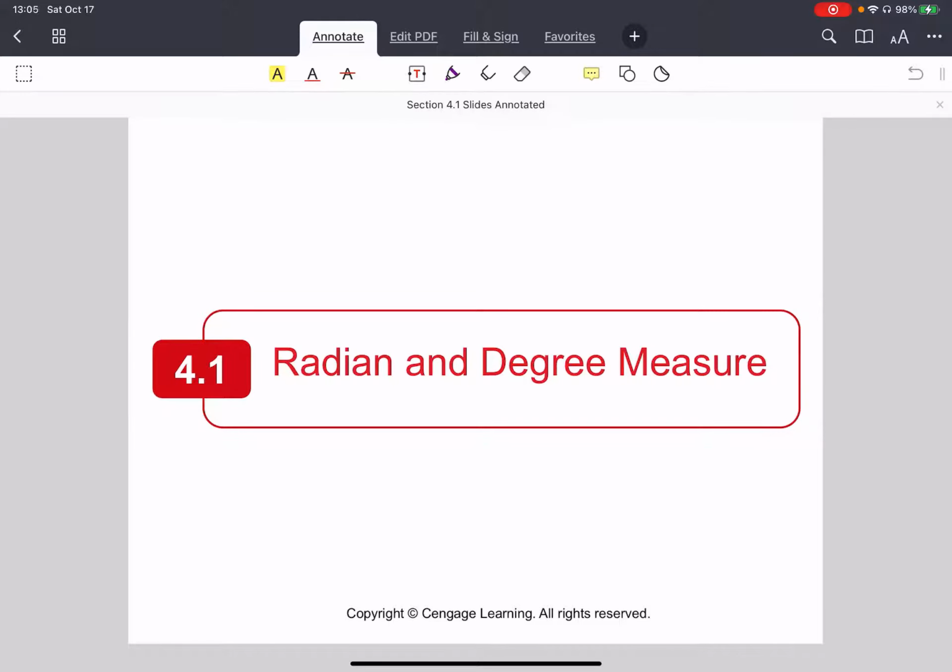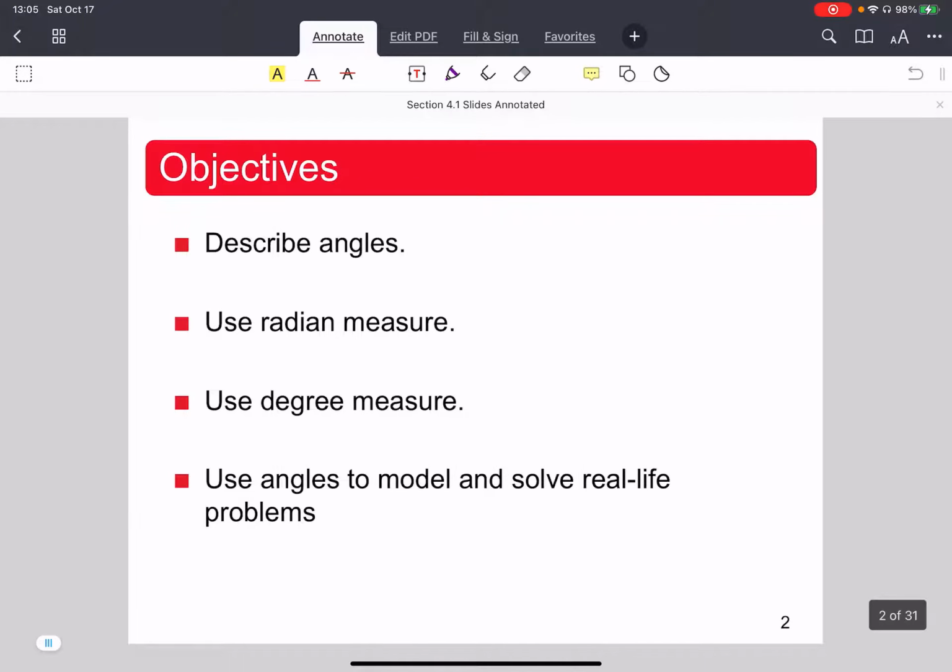Hello everyone. In this lesson, I will discuss radian and degree measure in trigonometry. Specific objectives of this lesson are describing angles, using radian measure, using degree measure, and then using angles to model and solve real-world problems.